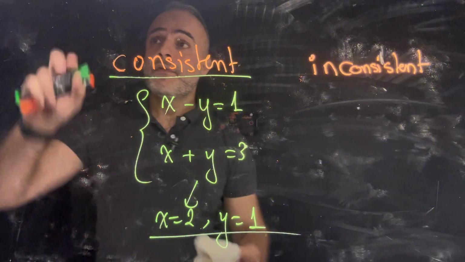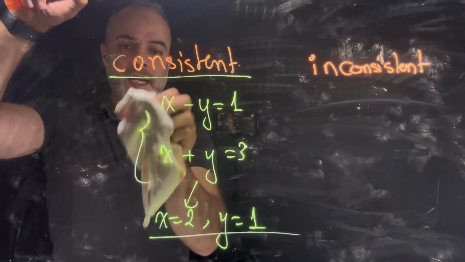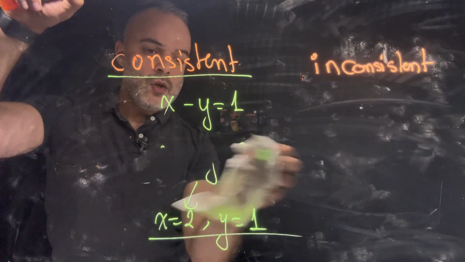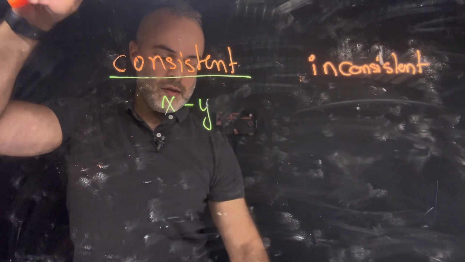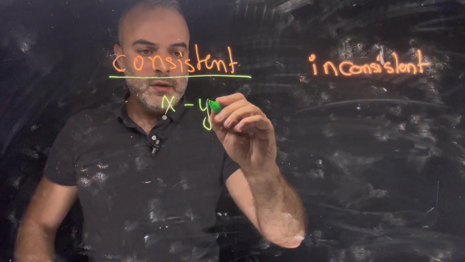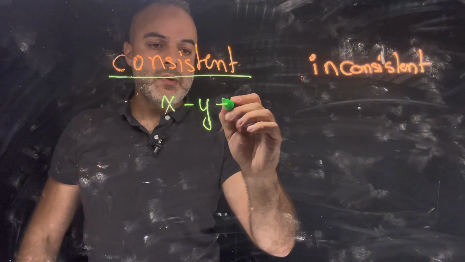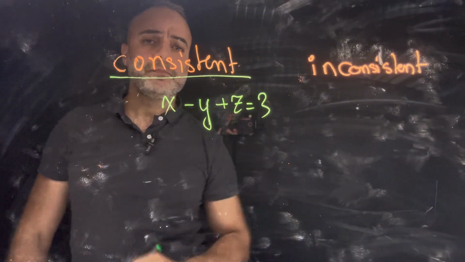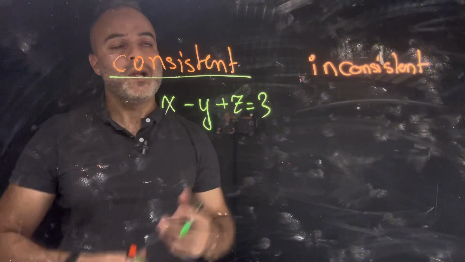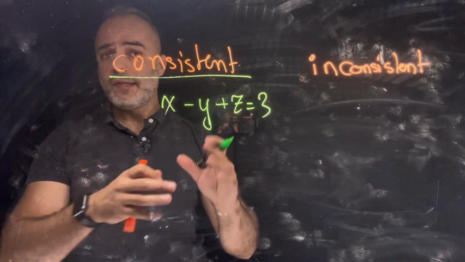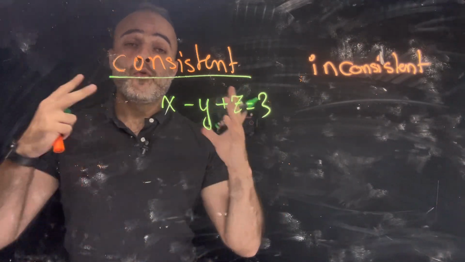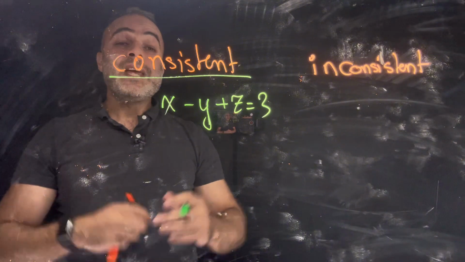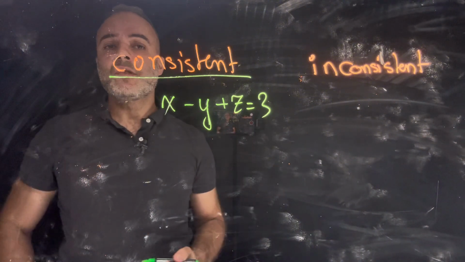What if we have something like this? Let me just erase these. Let's assume we have something like this, or maybe let me just add one more letter. Let's say x minus y plus z is equal to 3. That's a linear equation, but it's a linear system. I can call it a system which contains one equation. One equation and 3 unknowns, right? We have an infinite number of solutions.